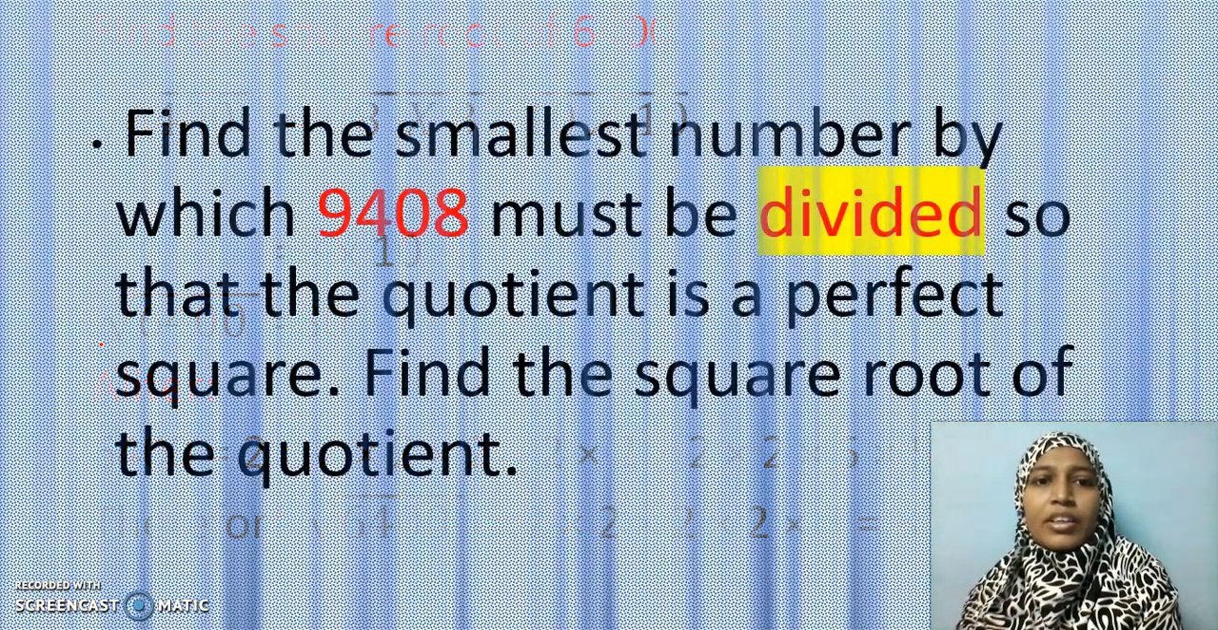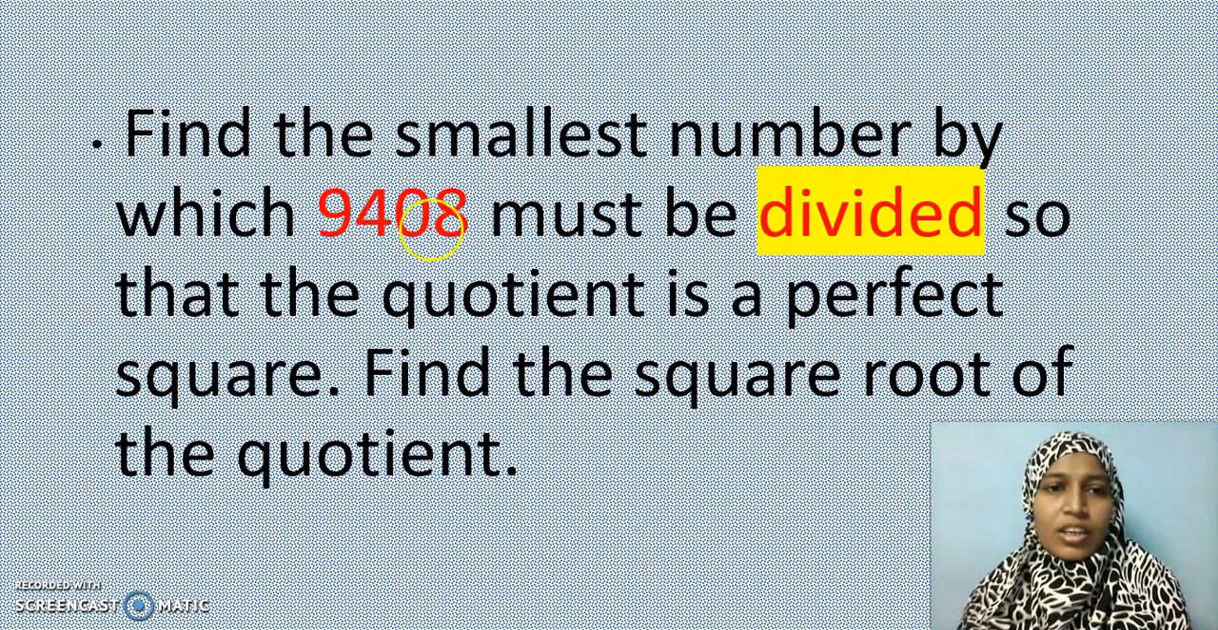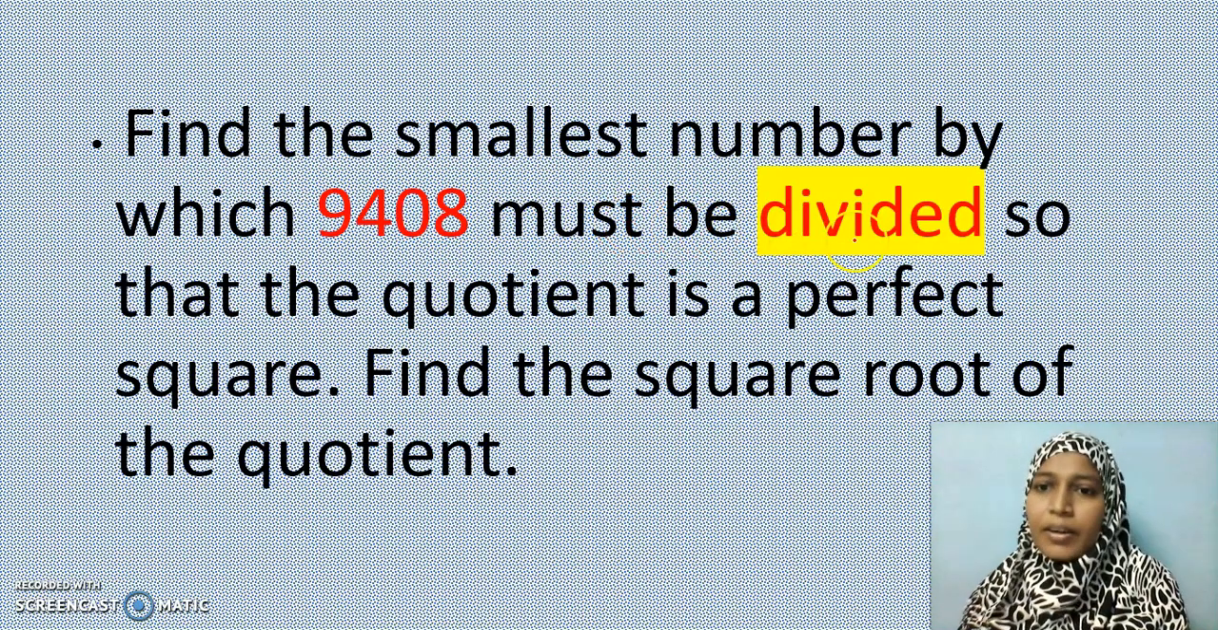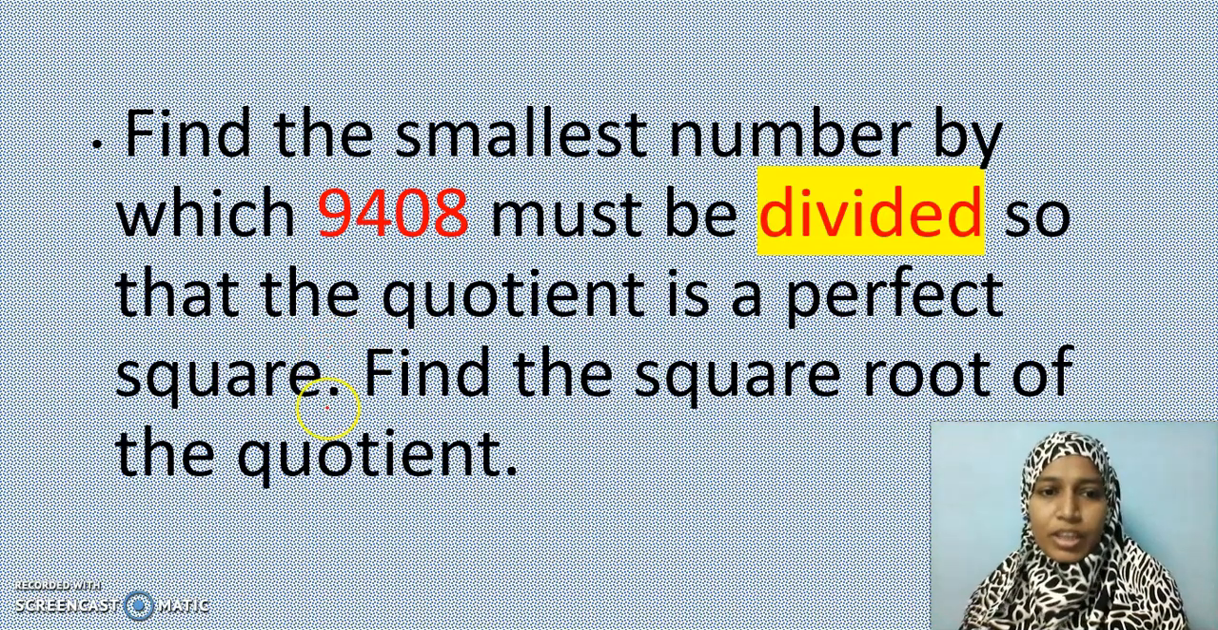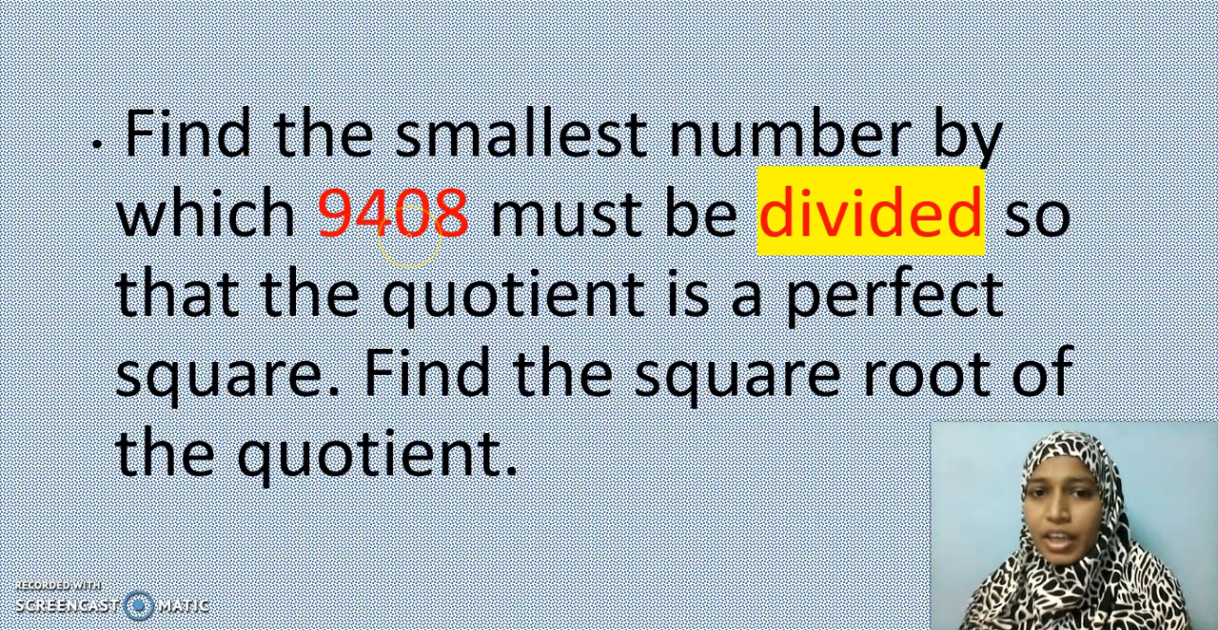Okay children, here the question for you is: find the smallest number by which 9408 must be divided so that the quotient is a perfect square. With this question, can you say, is 9408 a perfect square? Read the question again and tell me whether 9408 is a perfect square.